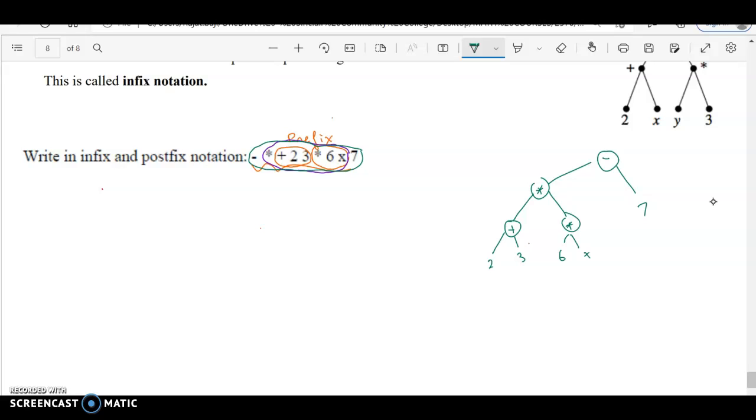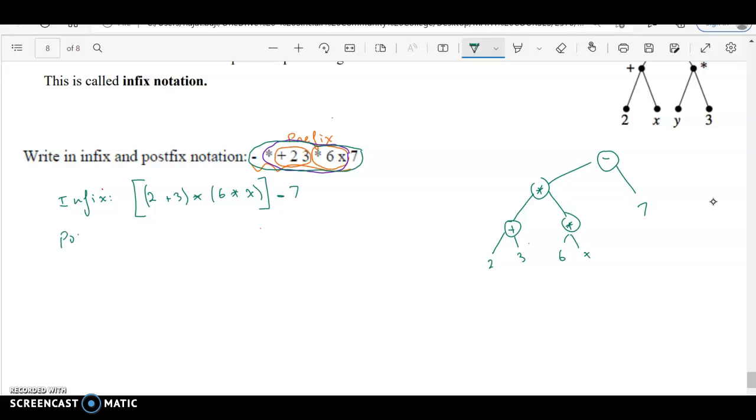The infix is very simple. That's the intuitive thing we do. As you see, 2 plus 3, I could put parentheses and then multiply that with 6 times x. Then I need a bracket and then minus 7. Okay, so that is the infix.